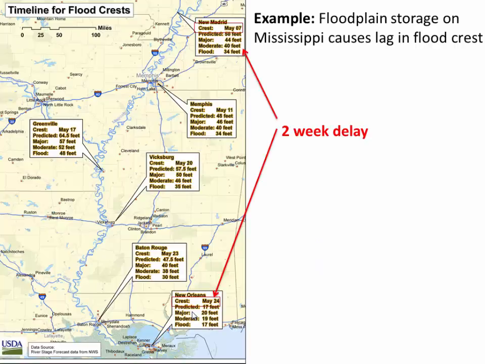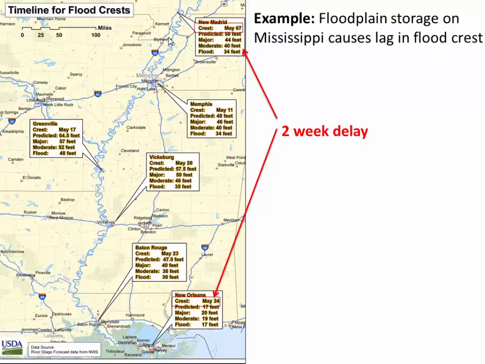So what's the effect of this? Well, the effect of this is it actually delays flood crests. It actually puts in a lag between the time when floods hit different places. So back to this 2008 flood on the Mississippi River, the high point or the crest of the flood hits New Madrid, Missouri on May 7th, okay? Doesn't hit New Orleans until 2 weeks later on May 24th. So it takes 2 weeks for the peak in flooding to reach all the way down to New Orleans.